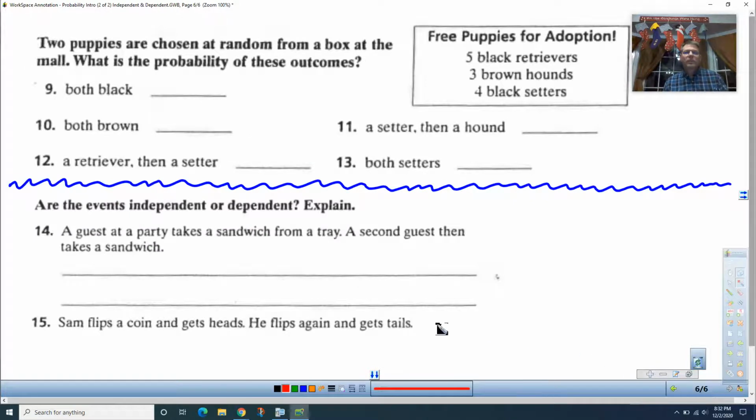All right, a couple more little things going on here. So we continue to look at this same idea of independent versus dependent and how that can affect our probability. We got 2 puppies chosen at random from a box at the mall. What is the probability of these outcomes?